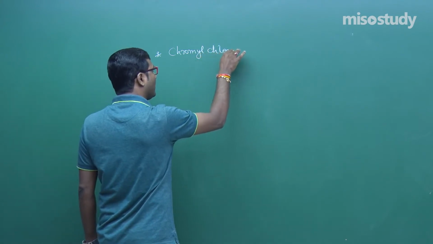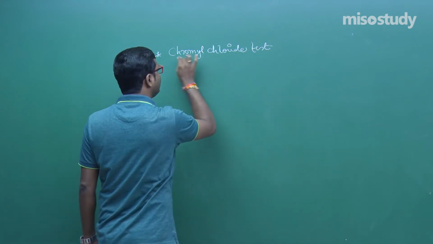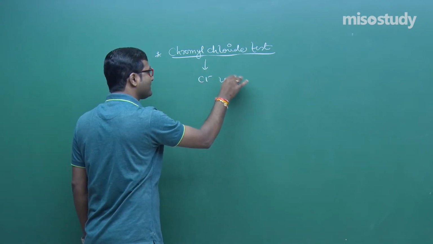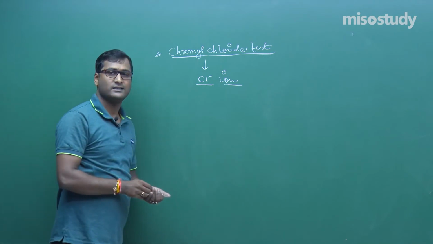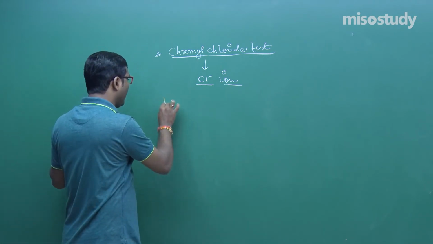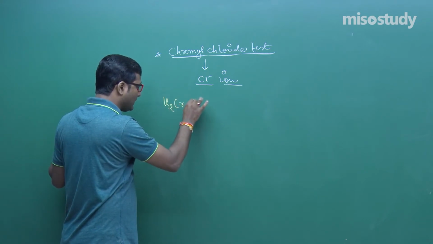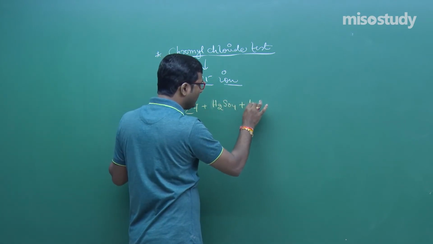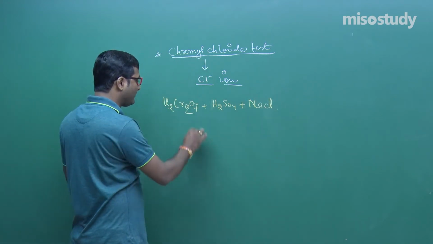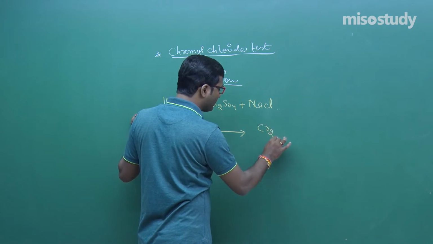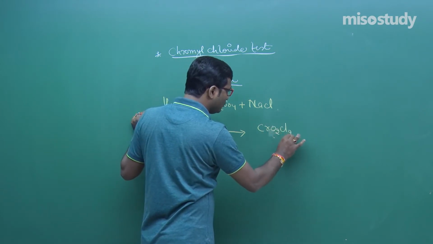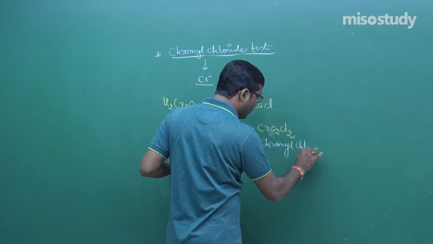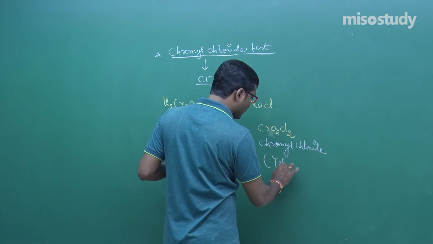Chromyl chloride test. What is the chromyl chloride test here? Listen carefully. This is generally used to detect the Cl- ion in qualitative or quantitative analysis. Clear to you? What will happen when K2Cr2O7 is treated with concentrated H2SO4 and soluble salt NaCl? Then there is a formation of chromyl chloride, CrO2Cl2. The formation of chromyl chloride takes place, and this is yellow in color.